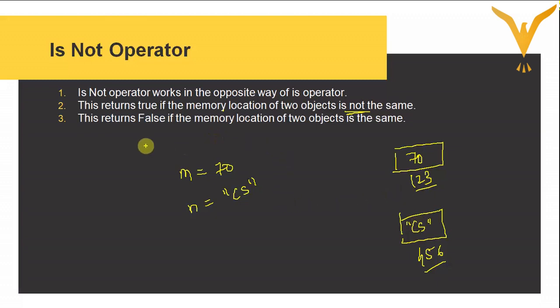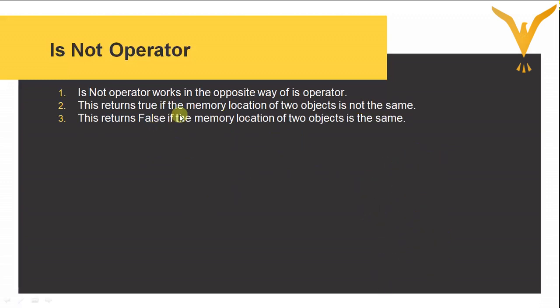So if I write m is not n, then this will return true. Why will it return true? Because the memory addresses are not the same. This will return true if the memory locations of two objects are not the same, else it will return false when the location of two objects is the same. So this is your is not operator and is operator, which are your identity operators. Don't worry, we are going to use the membership operators and identity operators in the upcoming sessions.